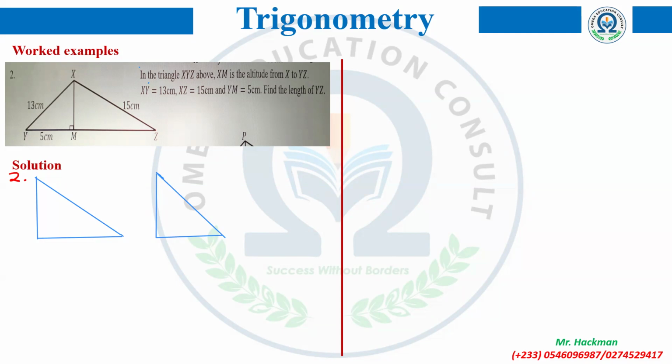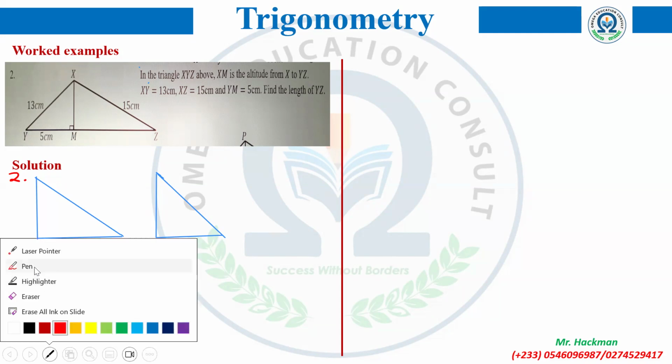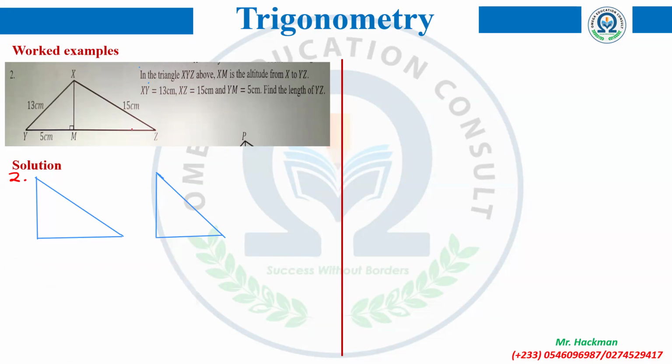So let's go and label our right angle triangles. Let me pick the pen from here. The first right angle triangle will be YMX, where it is right will be M. So I indicate 90 here, and this is M. The other 2, I can put them anyhow. So X and Y. Let me put X here, then Y here. Someone can put Y here, X here. It's the same thing.